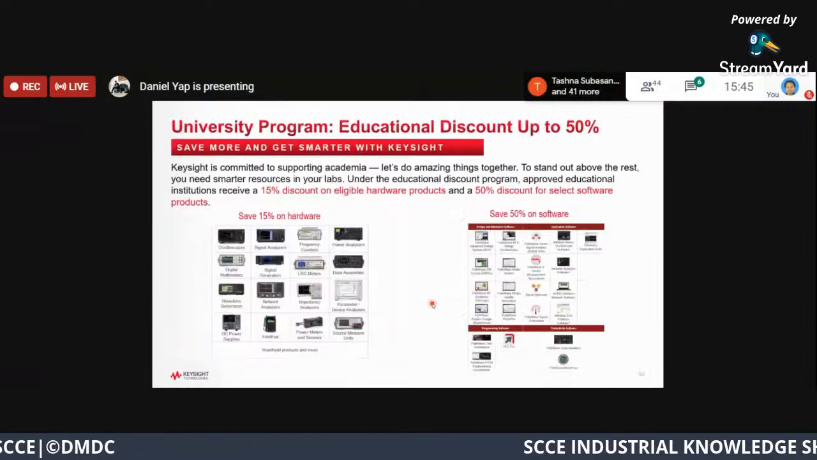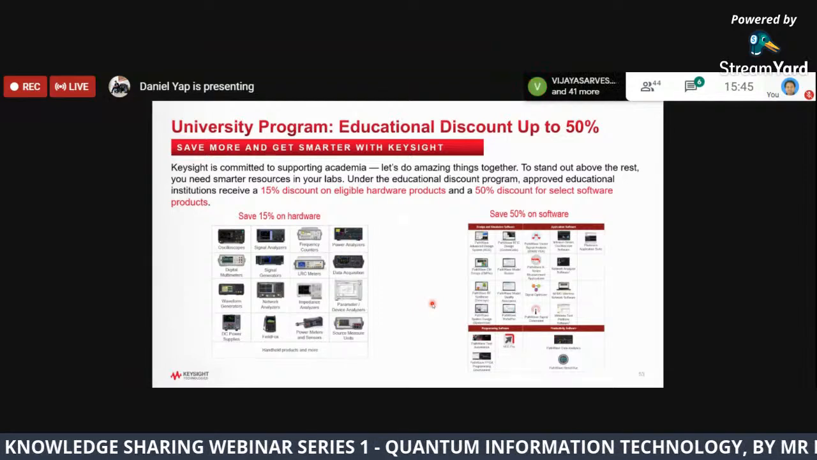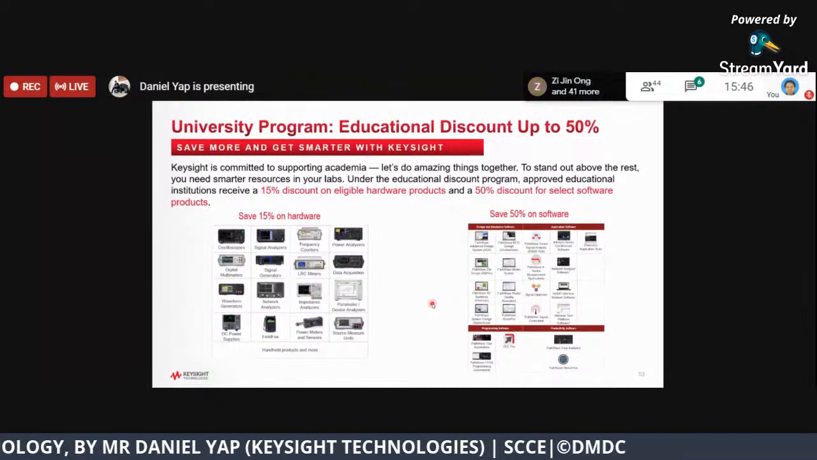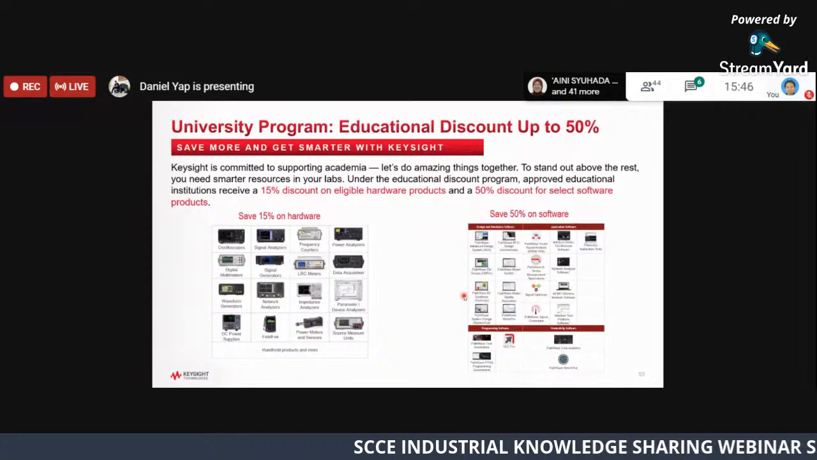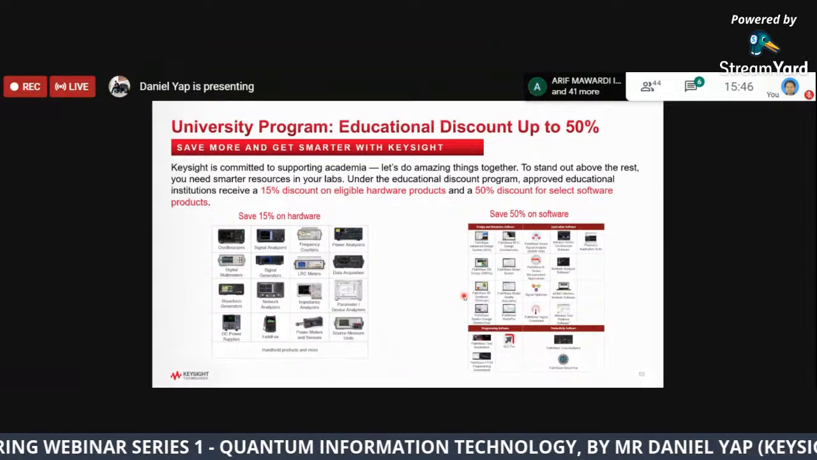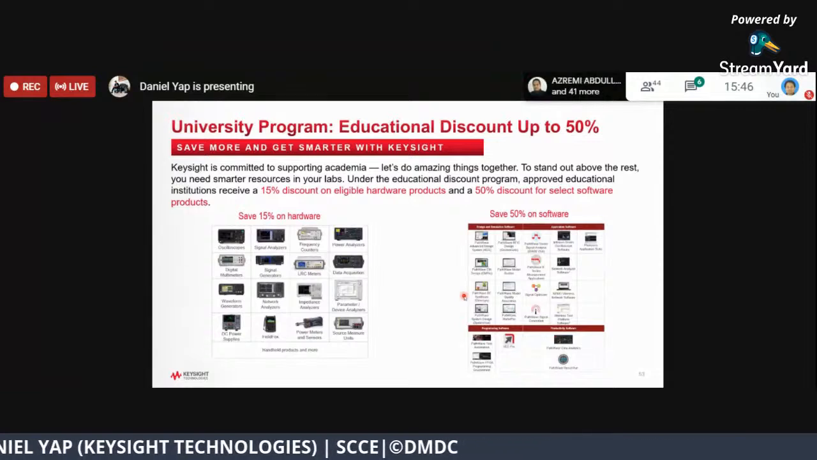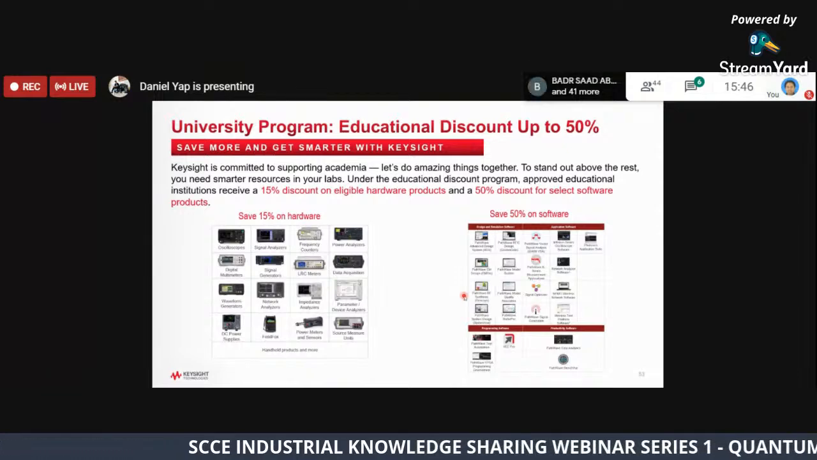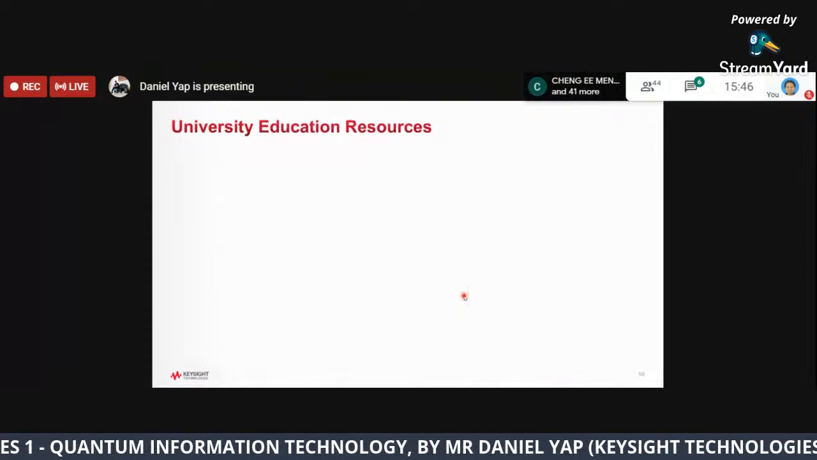And next, just some information, just in case some of you do not know: Keysight has a university program where we provide an educational discount of up to 50%. 15% for the hardware and 50% for the software. So this is one way that we want to help universities and support academia on the education side. My role in education is that I really want to support and see the successes. And of course, I hope Malaysia can be very successful in research activities as well. Anything I missed here? Okay, I'll go next.